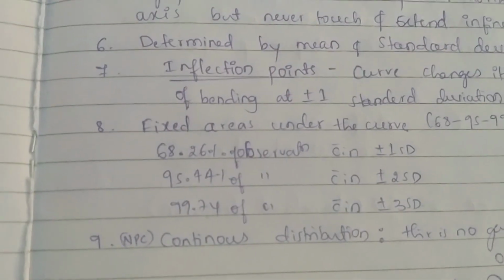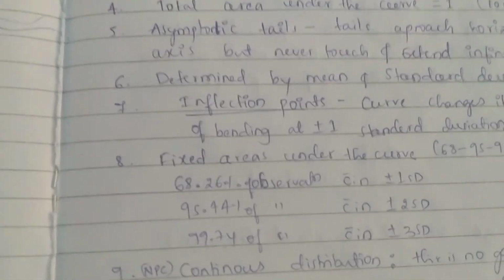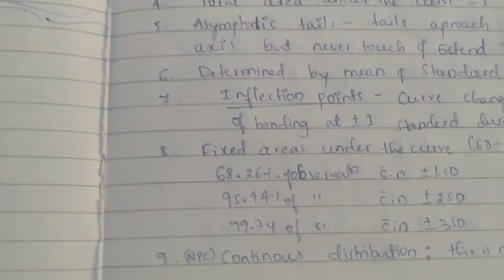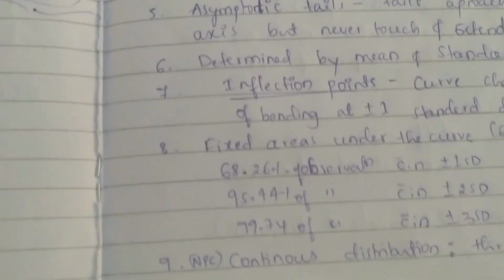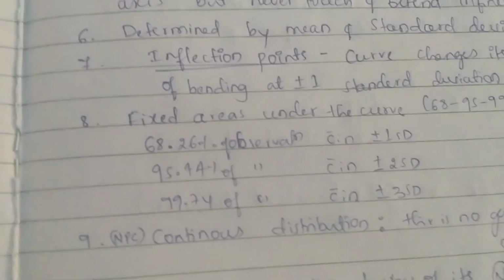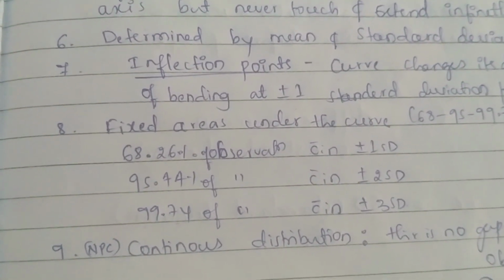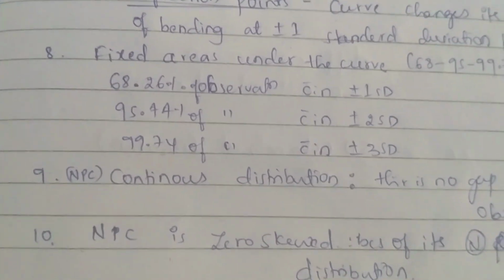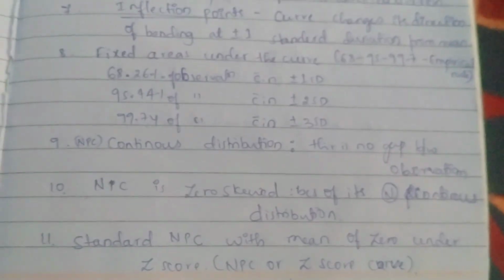68.26 percent of observations fall within plus or minus 1 SD. So the area within plus or minus 1 SD is about 68%. Similarly, within plus or minus 2 standard deviations, the area is 95%. Like that, within 3 SD, the area is about 99.74%. The normal probability curve is a continuous distribution and there is no gap between observations.